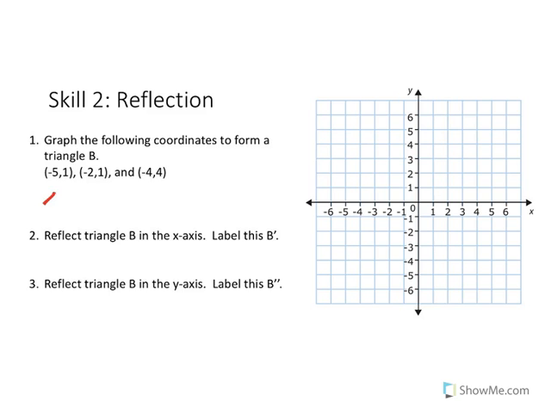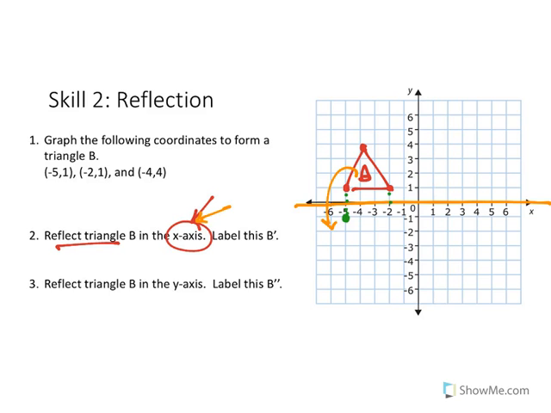Reflections. So again, graph the same triangle. Pause. And now, reflect triangle B in the x-axis. What that means is that you need to flip it across the x-axis. So if this is our x-axis, that means we need to flip this thing across the x-axis. So noticing that I have to move this exactly across the x-axis the same amount, this new coordinate right here is going to be right here.